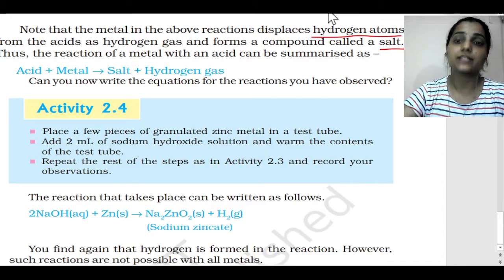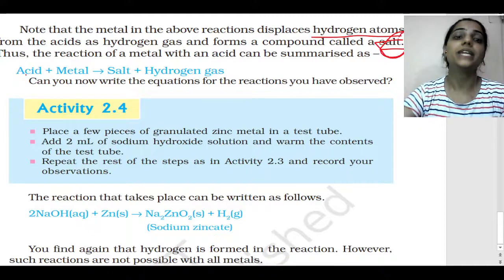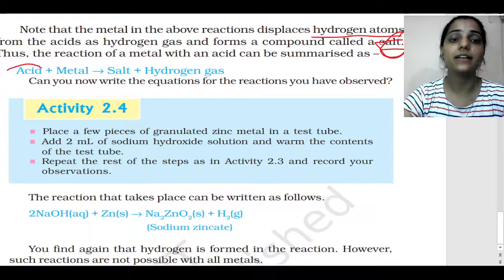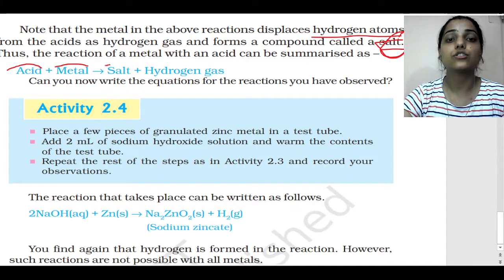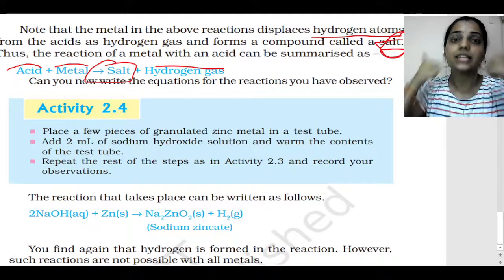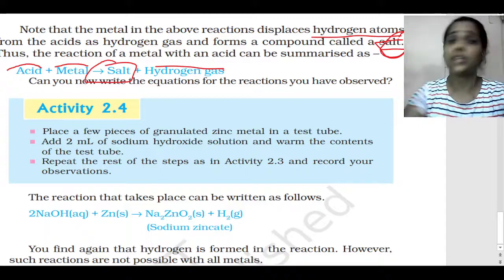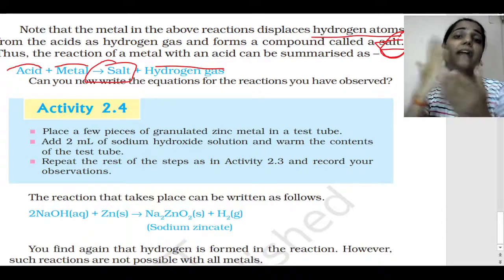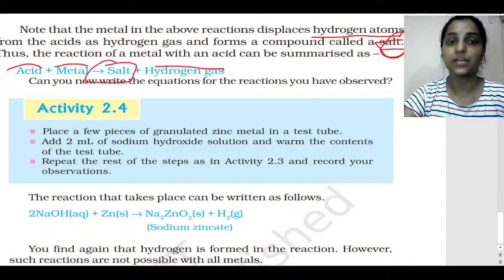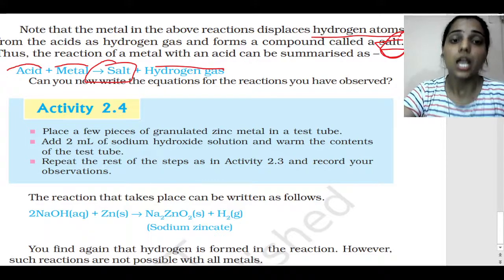We get hydrogen gas. And zinc sulfate is what? Salt. So we can say that when we react acid and metal, we get salt and also hydrogen gas in the product. Until now, I think it is clear that if we react an acid with a metal, we get salt and hydrogen gas on the product side. Now there is another activity, activity 2.4, which says place a few pieces of granulated zinc metal in a test tube.